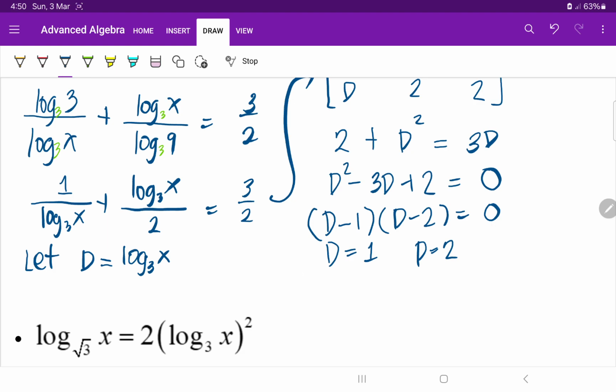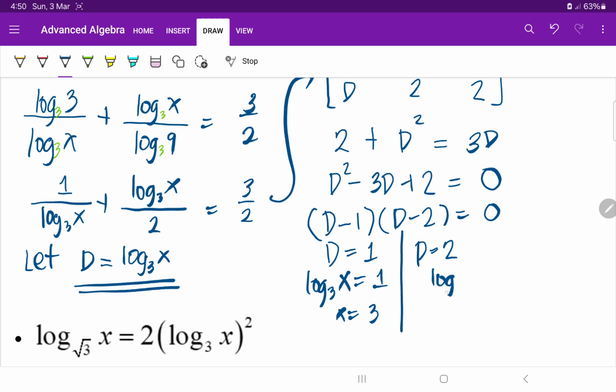Okay, so let's use this one. Log base 3 of x is equal to 1. So x is 3. And yung isa pa, log base 3 of x is equal to 2. Therefore, x is equal to 9. So dalawa yung sagot natin.